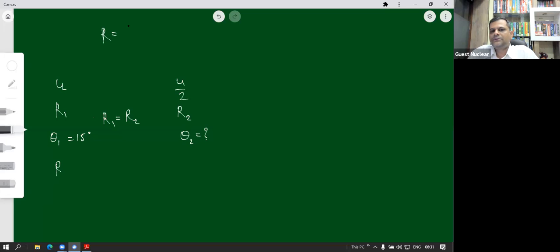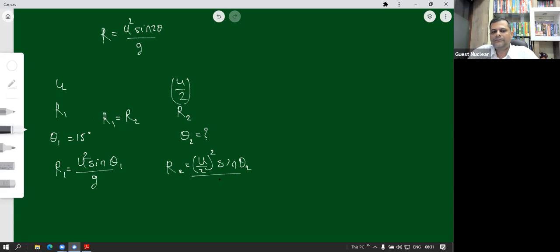Range is always equal to u square into sine 2 theta upon g. So if we use it for first ball, then r1 becomes actually equal to u1 square, matlab u square into sine 2 theta 1 upon g. And r2, how much it is? r2 is actually going to be u by 2 का whole square, correct है, क्योंकि उसका दूसरा जो है ये u by 2 है, दूसरे का initial velocity, into sin 2 theta 2 divided by simply g.